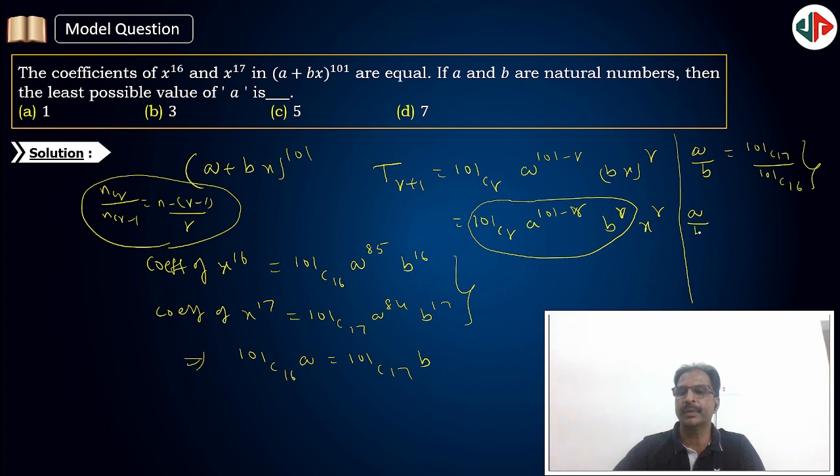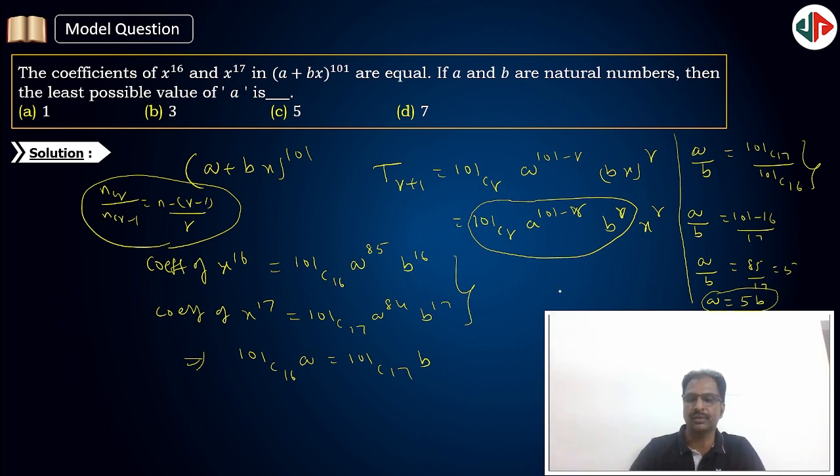So what will be A by B? 101 minus 16 by 17. 101 minus 16 is nothing but 85 by 17, which is 5. So A is equal to 5B. Given that A and B are natural numbers, so what is the least possible value of B? Sorry, least possible value of A is 5. Because what is the least natural number? 1. So when B is 1, A will be 5. So the least possible value of A is 5. Option C.